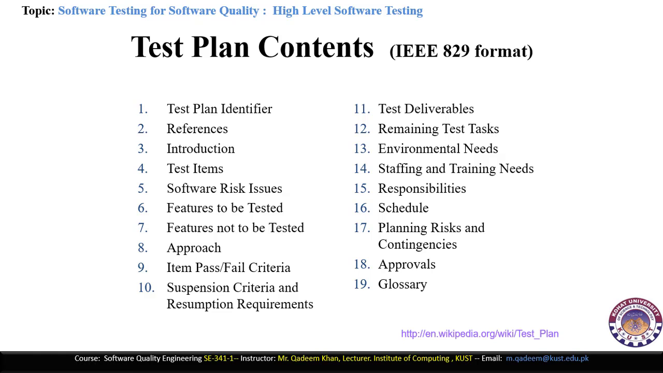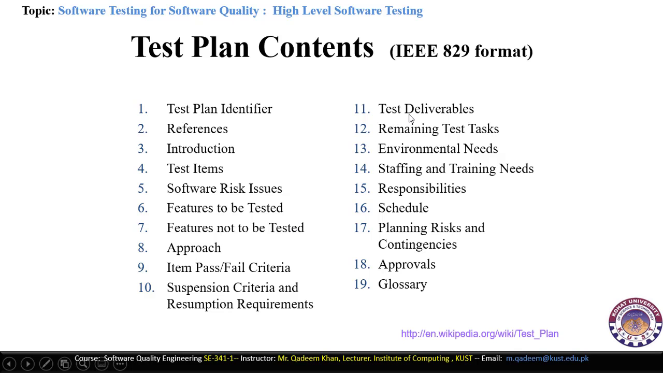Then we have the item pass/fail criteria, that is, what criteria will be used to decide that the item has passed or failed for that particular testing. We have suspension criteria and resumption requirements, that is, whether we want to suspend the test or resume the test. Here we also have certain criteria, and these criteria will be documented in this section.